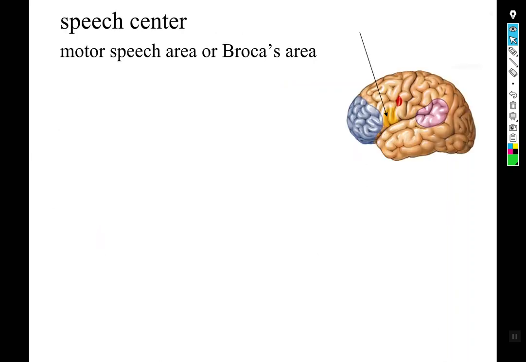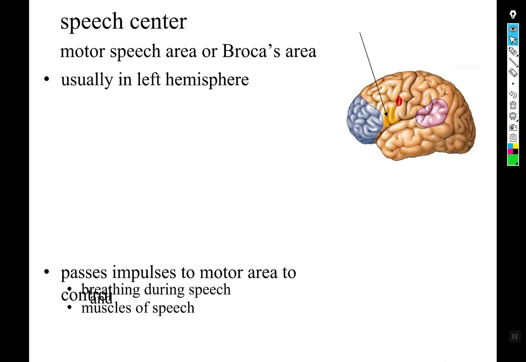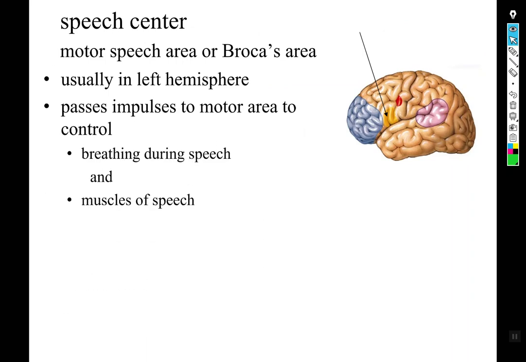Broca's area is the motor speech area. So in addition to having to come up with a word based on auditory and visual and other signals, you also need to be able to move your mouth and your breath in a way that makes sounds that mean that word. That's the goal of Broca's area. Again, this is usually in the left hemisphere, and it passes impulses to the motor area to control breathing during speech.